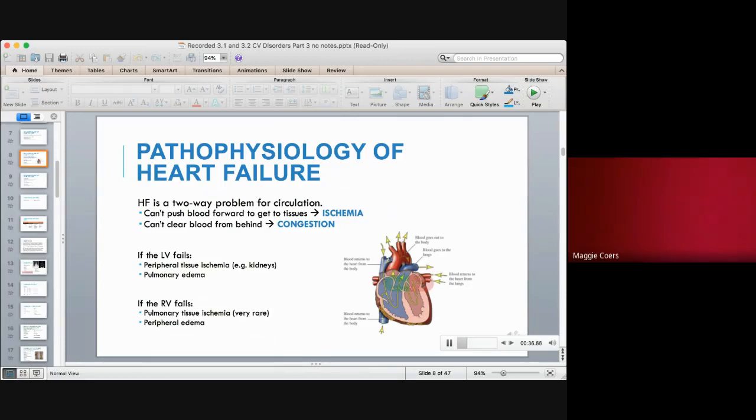If the left ventricle fails, our peripheral tissues don't get enough blood flow, and they become ischemic. So in our kidneys, we develop cardiorenal syndrome. If the kidneys don't get enough blood flow, they stop filtering the blood. On the back end of left ventricular failure, we have blood pooling in the pulmonary circuit, so we get pulmonary edema. So that's kind of what this slide talks about.